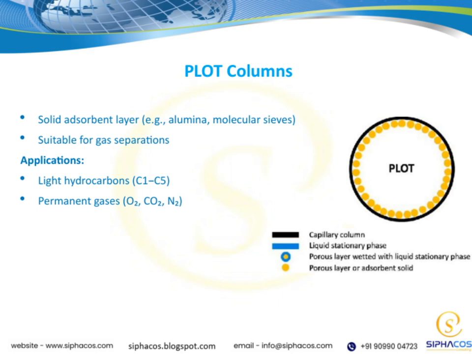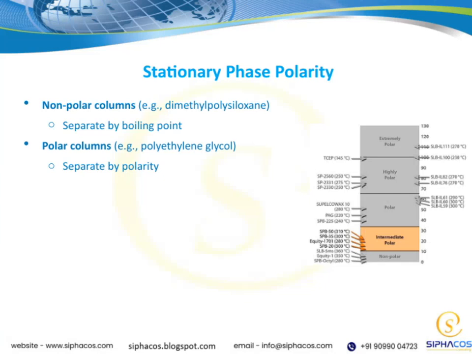Additionally, these solid adsorbent layers are excellent for handling permanent gases such as oxygen, carbon dioxide, and nitrogen. The ability to selectively adsorb these gases makes them vital for various gas purification and separation processes. So, in summary, this slide highlights how solid adsorbent layers are crucial components in gas separation technologies, especially for light hydrocarbons and permanent gases.